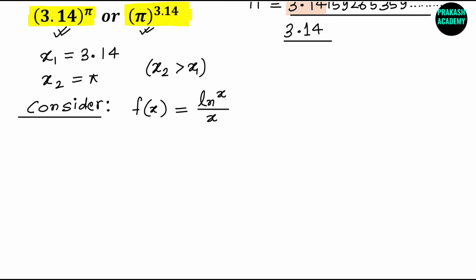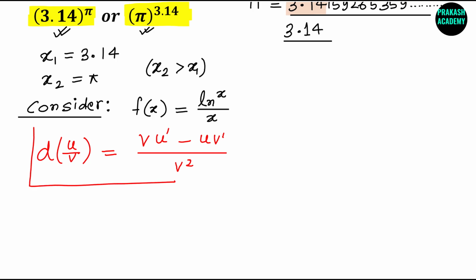So to find the maximum point, we have to first differentiate. So I will use the rule for differentiation of u by v, which is equal to v times u dash, where u dash denotes differentiation of u, minus u times differentiation of v, divided by v square. So we will use this rule to differentiate this function.